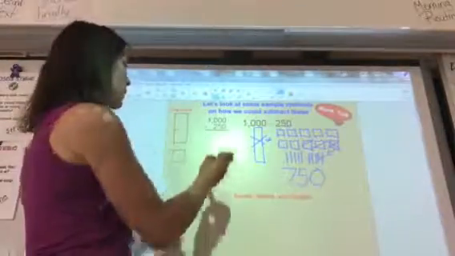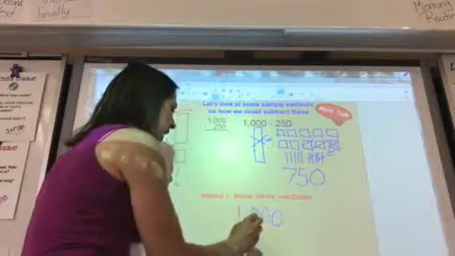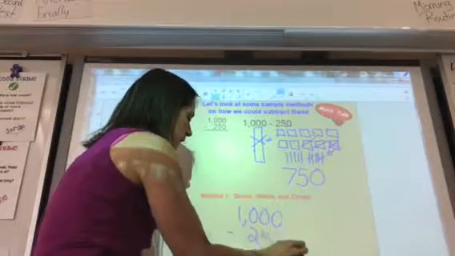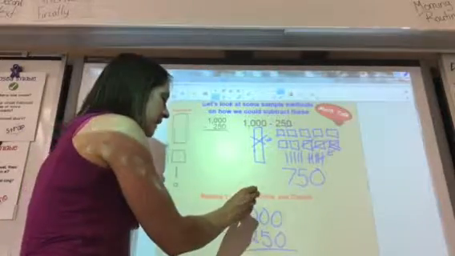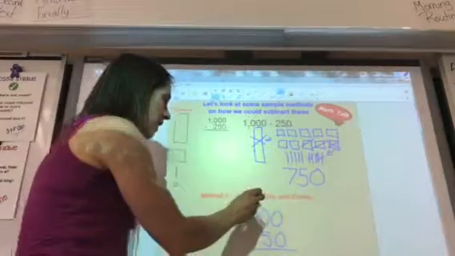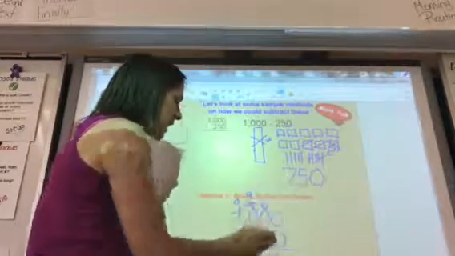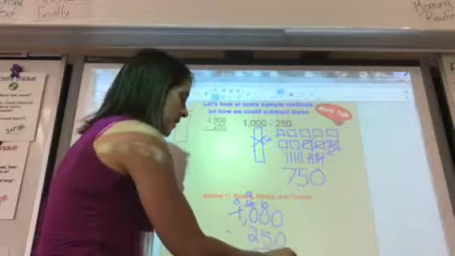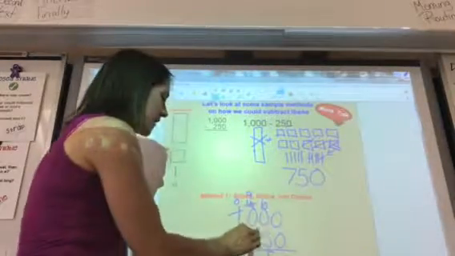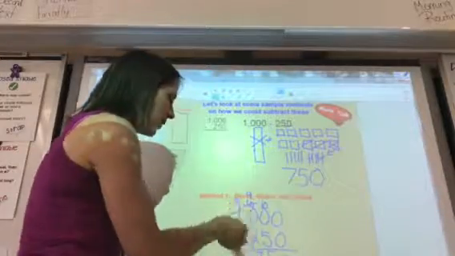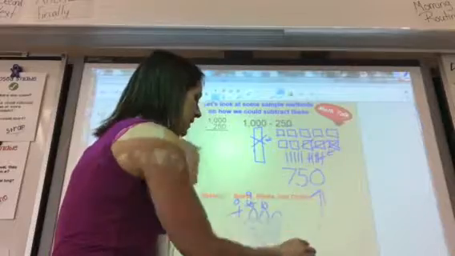750. When I check this with the standard algorithm, I go next door all the way to the thousands. That becomes 0 thousands and 10 hundreds. Ungroup the 10 hundreds to make it 9 hundreds and 10 tens. 0 minus 0 is 0. 10 minus 5 is 5. 9 minus 2 is 7. And we don't have any thousands. So it's 750, the same amount.